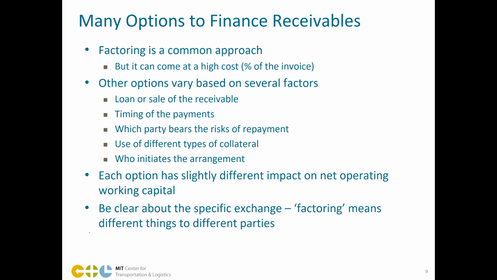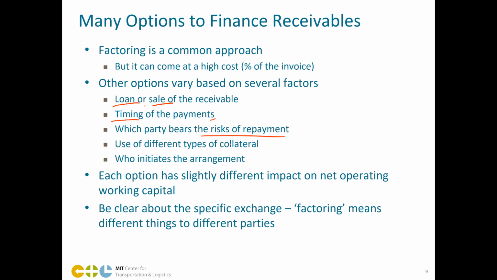So, broadly speaking, there are many options to finance receivables. Factoring is a common approach. And some of the other options are a function of a couple of different factors: whether you want to borrow against it or you want to sell that receivable, the timing of the payments, who bears the risk, which is very important because that also determines the rate, the use of different kinds of collateral, and also who initiates the arrangement. Each of these have different impacts on net operating working capital, which is, of course, one of the key objectives when an organization goes to finance their different components of the supply chain.